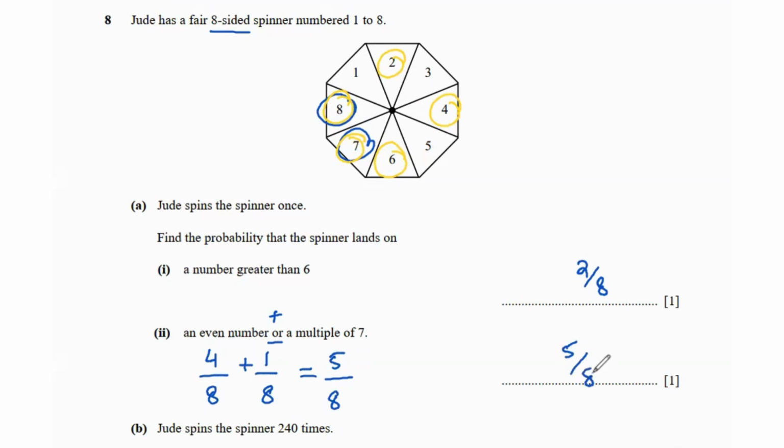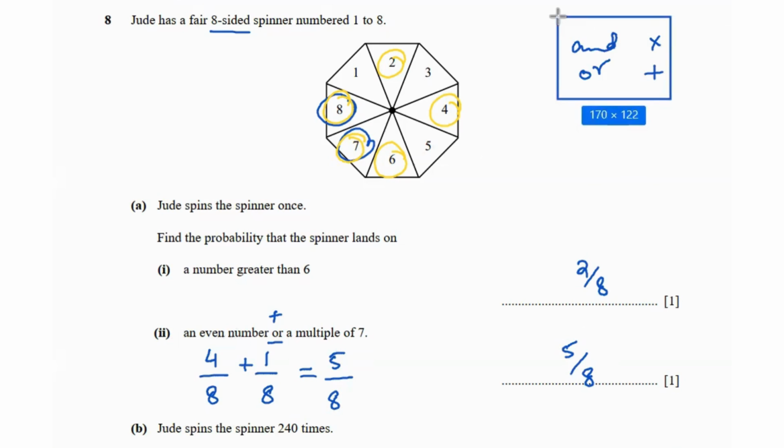Remember, in probability, if they use, for example, an even number and a multiple of 7, and would mean multiply, or means add. So if it says or another thing, you add the two probabilities. If it says and another thing, you multiply the two probabilities. That is the basic key that we follow in probability.